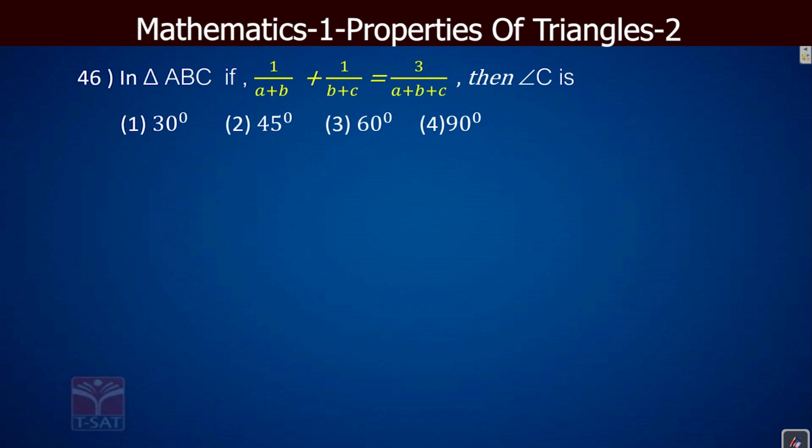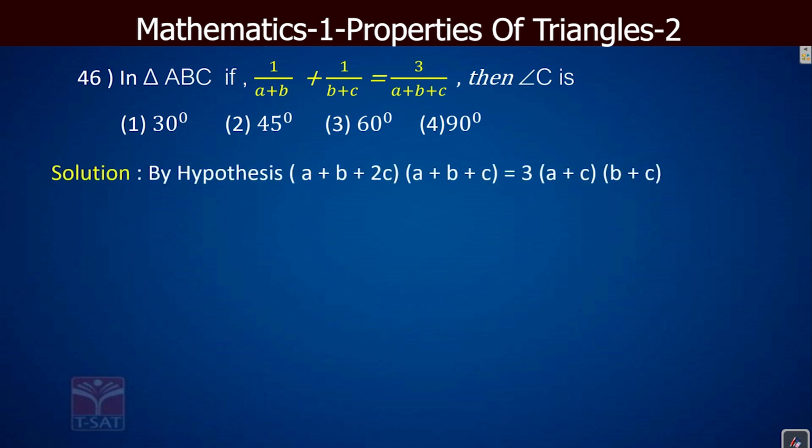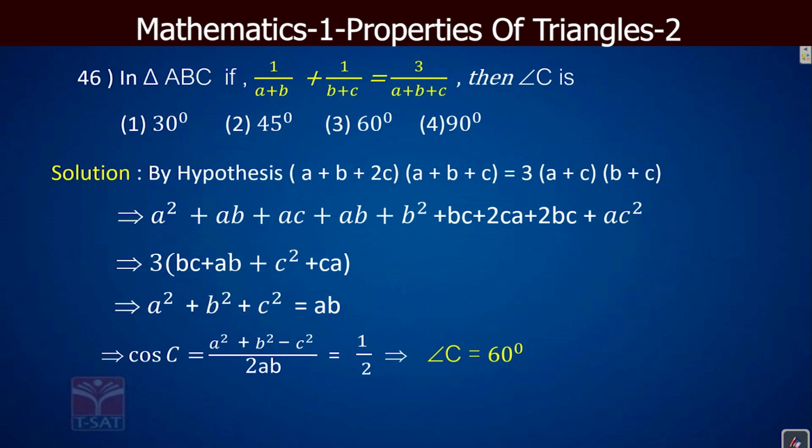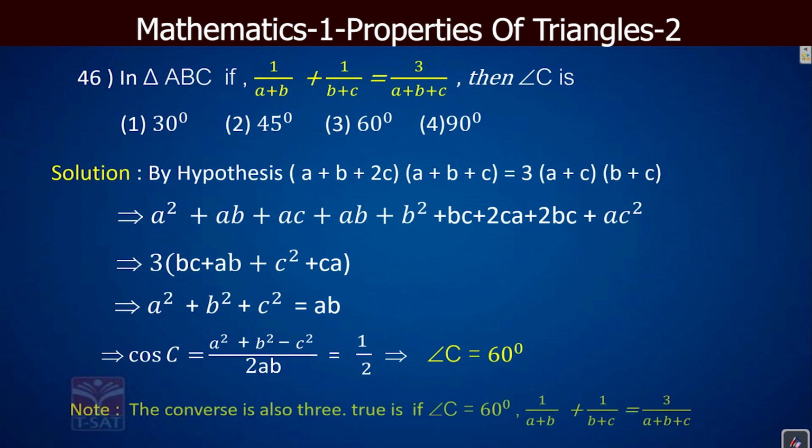Now what you could do is simplify the given hypothesis: (a + b + 2c)(a + b + c) is equal to 3 into (a + c)(b + c). Now expanding and simplifying, you will get a² + b² − c² = ab. So you will get cos C equal to (a² + b² − c²) by 2ab, which is equal to half. So angle C is equal to 60 degrees. See, I have given you a note: the converse is also true. That is, if angle C is equal to 60 degrees, then 1 by (a + c) + 1 by (b + c) is equal to 3 by (a + b + c).